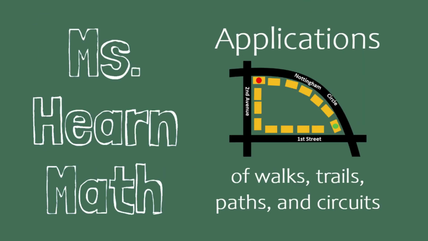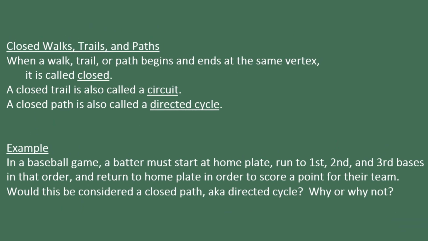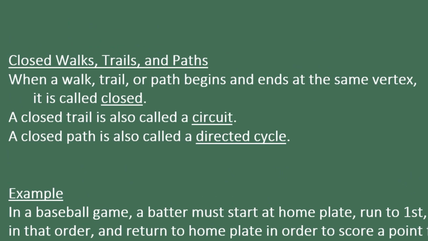We still need to talk about circuits, so we'll start with the term closed. So, what does it mean for a walk, trail, or path to be closed? Well, when a walk, trail, or path begins and ends at the same vertex, we call it closed. So, you can have a closed walk, a closed trail, or a closed path. Just to make our lives a little more confusing, we do have extra terms that we use for a closed trail and a closed path. A closed trail is called a circuit. And a closed path is called a directed cycle.